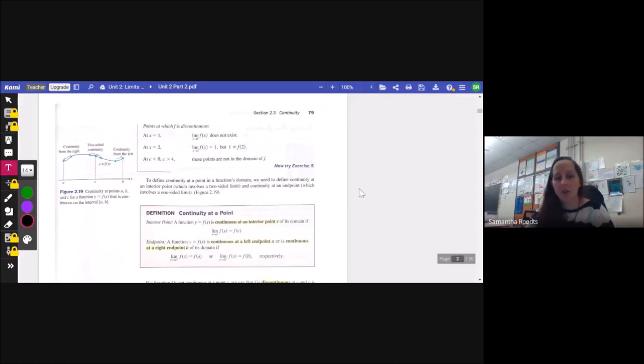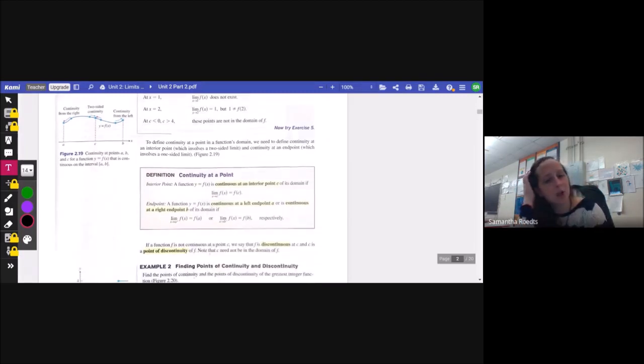So to define continuity at a point in a function's domain, we need to define continuity at an interior point, a point that's inside, and continuity at an endpoint, so a left endpoint and a right endpoint. Okay. So we can see here continuity from the left, here's endpoint B, and continuity from the right, endpoint A. And then two-sided continuity is point C, some point in the middle.